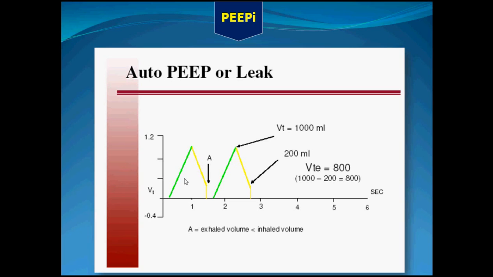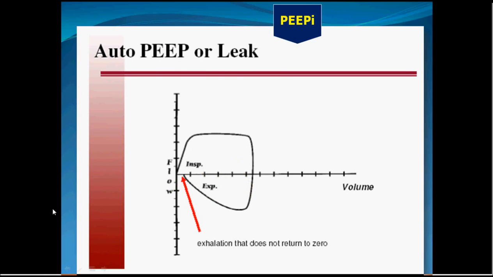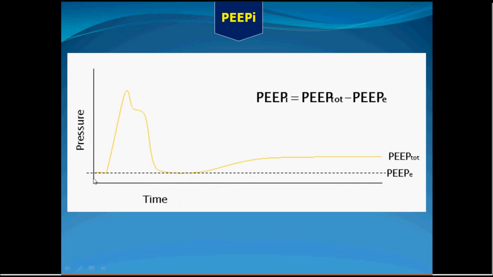So the auto PEEP in this case will not be persistent, but the leak will be persistent, where the expiratory tidal volume will be less than the inspiratory. And this can also be detected from the flow-time curve. This is the inspiratory flow, this is the inspiratory time, and this is the expiratory, starting from here to this point. The expiratory volume is less than the inspiratory volume, and accordingly, if it is persistent it will be a leak, if it is not persistent it will be some sort of auto PEEP.